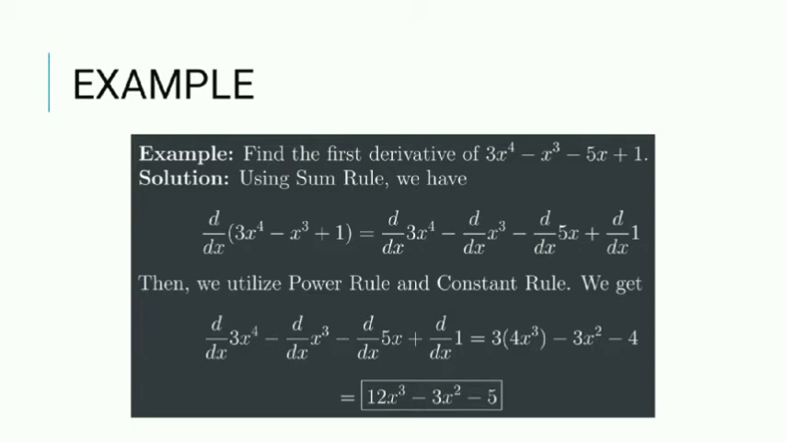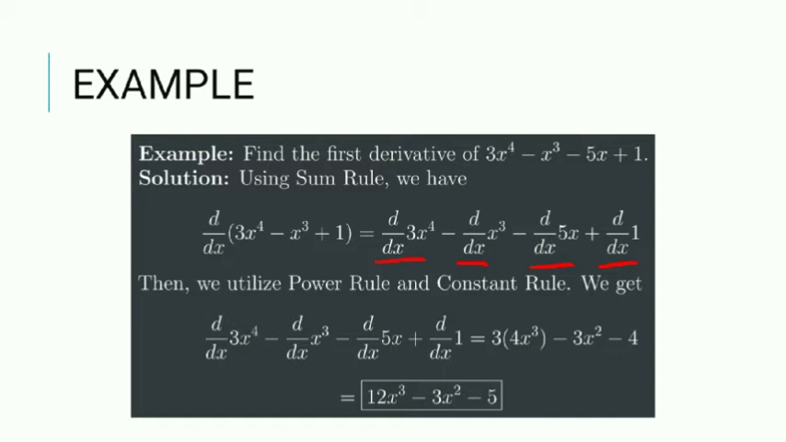So using the sum rule, we can break this up. We take the derivative of 3x raised to 4 minus the derivative of x cubed minus the derivative of 5x plus the derivative of 1. Once again, we're going to use the power rule.